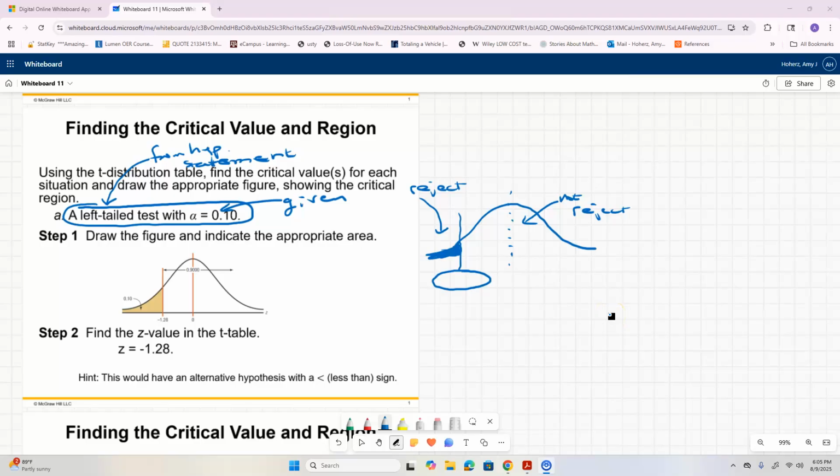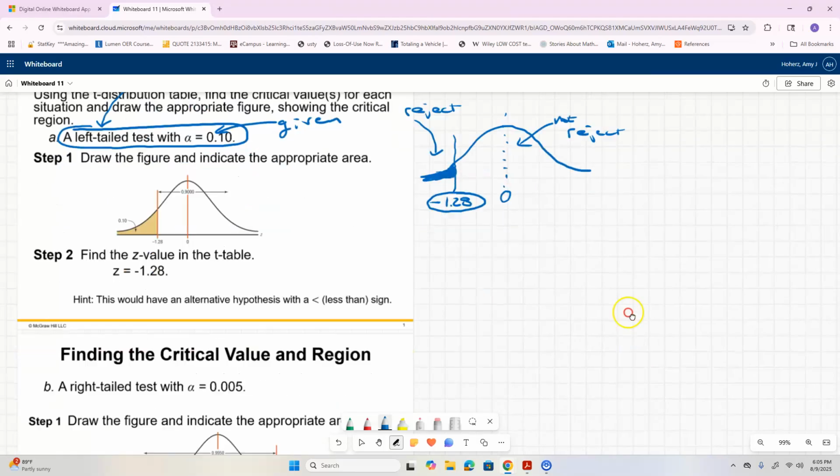Now, if we look at our picture though, that doesn't quite make sense, because remember, if we standardize this, the mean is 0. So if we're to the left of 0, we need a negative. So we just take that number and we put a negative on it. So 1.28, but because it's left tail, it's going to be negative 1.28. So that's our z-value. Our z-value is negative 1.28. And if our test value comes out below that, we're going to reject. If it comes out above that, we're going to not reject.